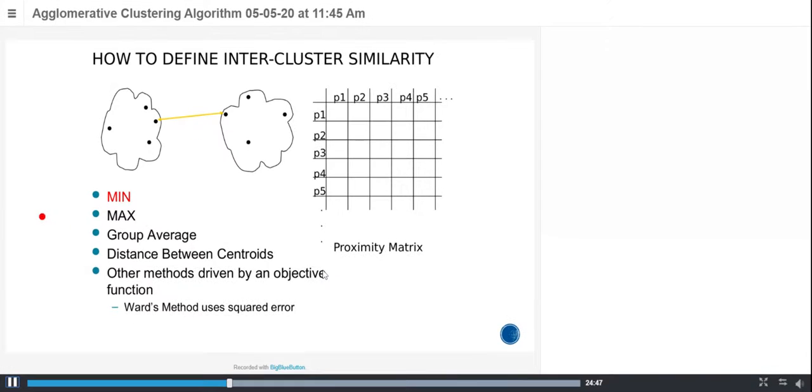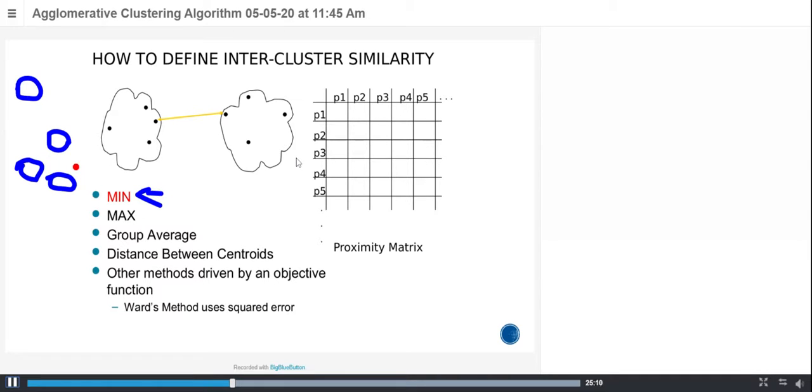Don't be confused. Suppose we have numerous clusters. Our task is to decide which clusters I have to select in order to do the merge operation. This is what we have to do. So by applying the minimum method, how are we going to select which clusters to merge?